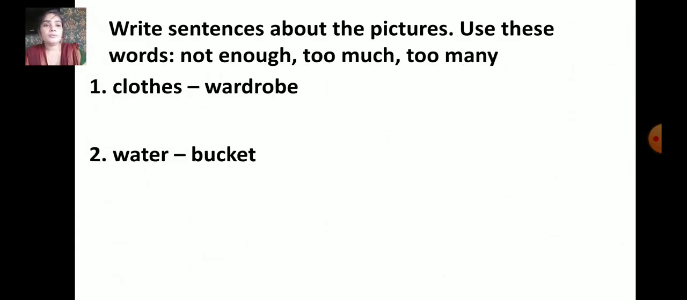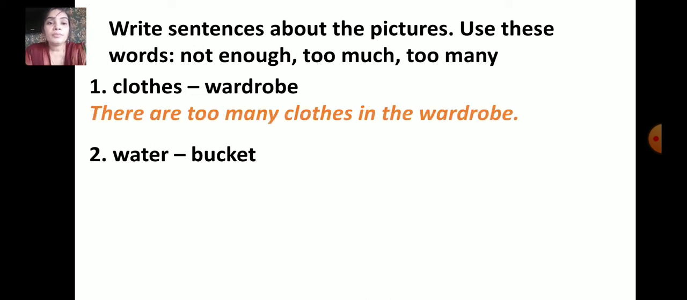Our next question is write the sentences about the pictures. Here I'm not showing the pictures. Use these words: not enough, too much and too many. The question is clothes and wardrobe. The wardrobe is big and there are many clothes in it. So too many. Clothes, can you count? Yes. For things which you can count, you have to use too many, and for things which you cannot count, too much. Clothes are countable nouns. So our answer is there are too many clothes in the wardrobe.